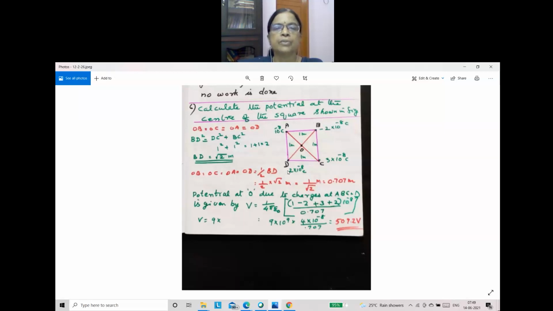So different amounts of charges are kept at the corners. And for that you should know the distance. This distance is given as 1 meter, 1 meter, 1 meter, 1 meter. But if that is given, you can calculate the hypotenuse by Pythagoras theorem. BD square equals DC square plus DC square, 1 square plus 1 square.